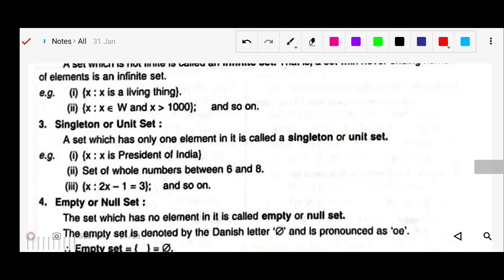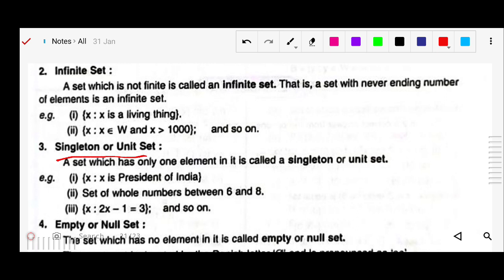The next type of set is the singleton or unit set, meaning the set has only one element. For example, the president of India: how many presidents are possible? Only one. Or the set of whole numbers between 6 and 8. Not fractions or rationals, only whole numbers, so only 7 will come. A set which has only one element is called a singleton set.